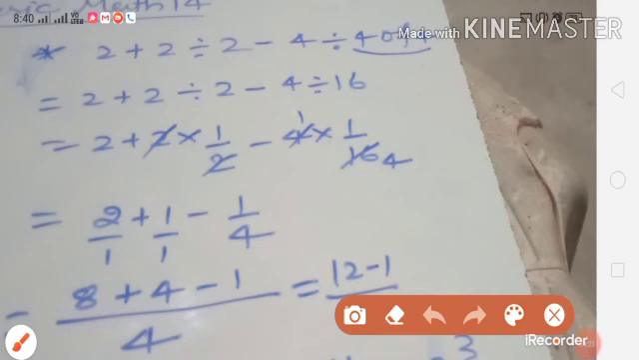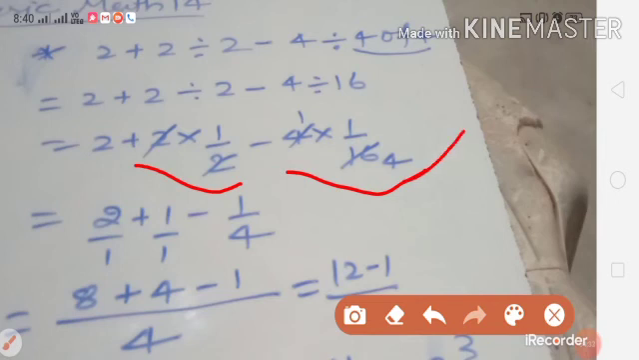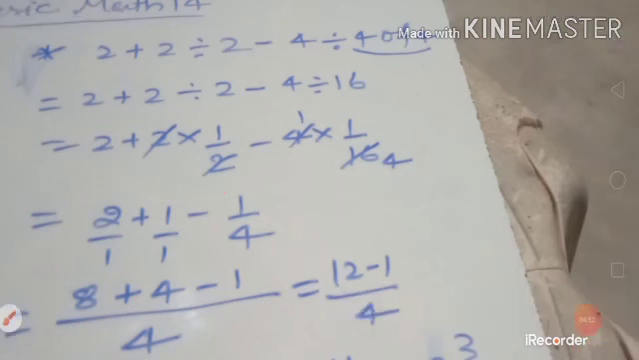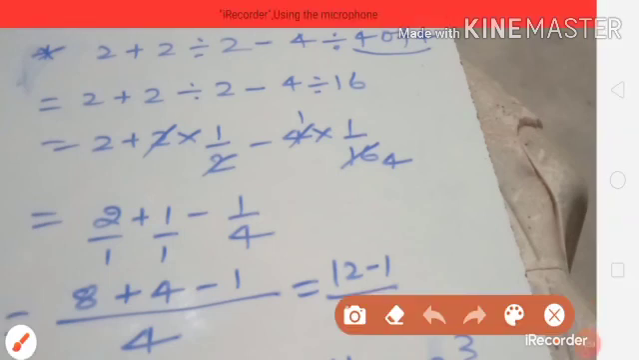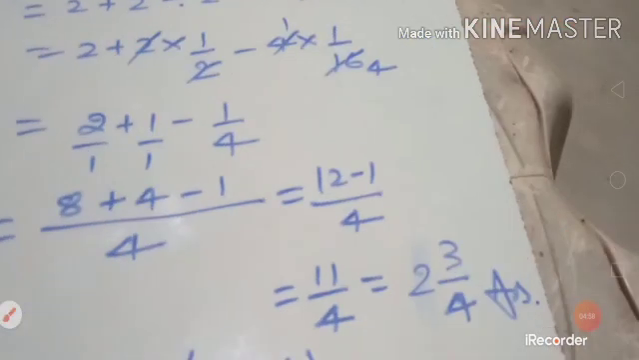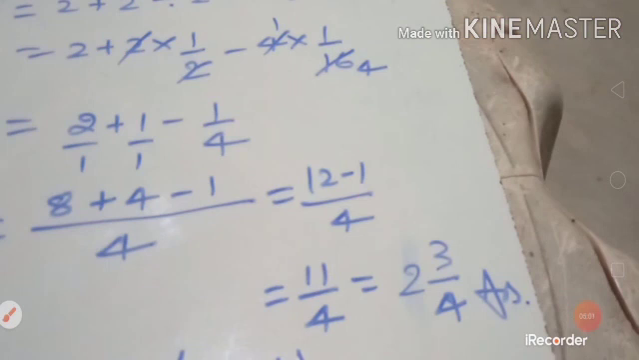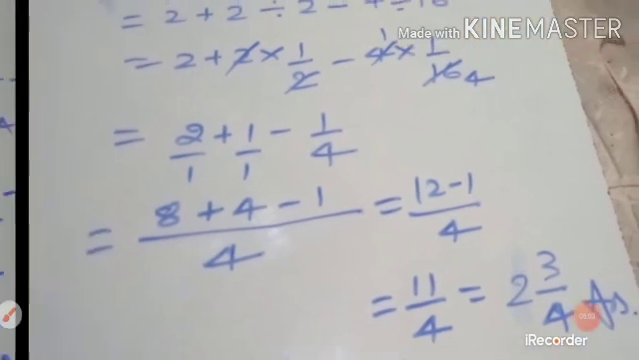Now go to the next function, that is multiplication. In multiplication, you know that we can cancel by the same number. 2 cancels: 4 1s are 4, 4 4s are 16. So we finally find 2 plus 1 by 1 minus 1 by 4. Now do the add and subtraction of fractions. So at last we find 11 by 4, and 2 whole 3 by 4 is our answer.